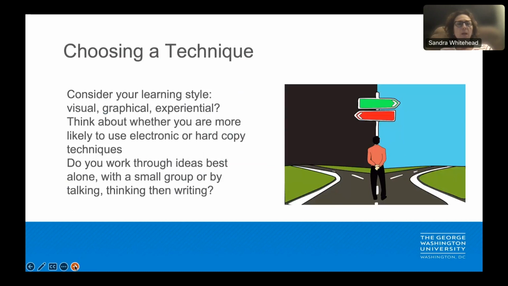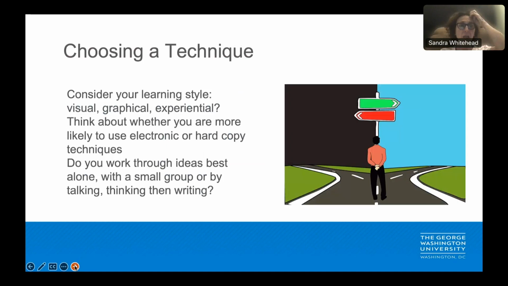All these techniques can be used to come up with a topic. And consider your learning style: are you a visual, graphical, or experiential learner, right? An experiential learner will talk it out or will do, right? Experience, that's what that means. A visual learner will make a graph or a chart, and a graphical learner will write things down. So it just depends on whether you are more into electronic or hard copy techniques. I've described how you could adapt these to both.